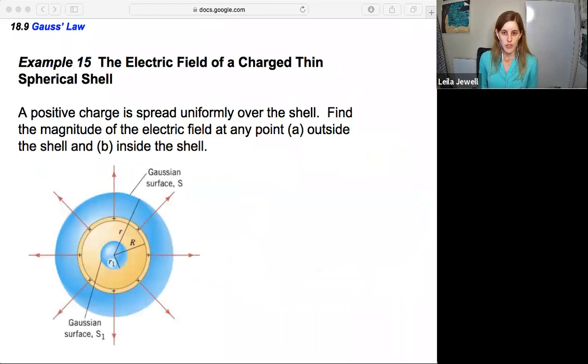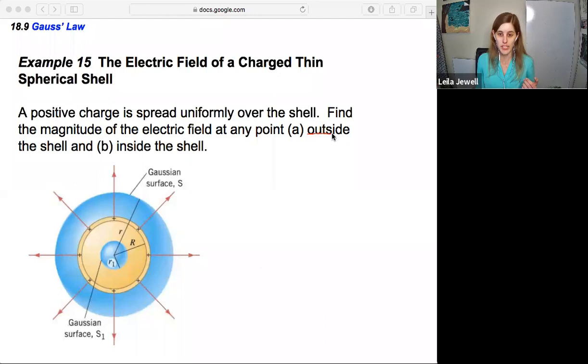So the electric field of a charged thin spherical shell. A positive charge is spread uniformly over a shell. Find the magnitude of the electric field at any point A outside the shell and B inside the shell. All right, so as we're approaching this, for A and B, we're going to need two different Gaussian surfaces. Now we want our Gaussian surfaces to match the object of interest.